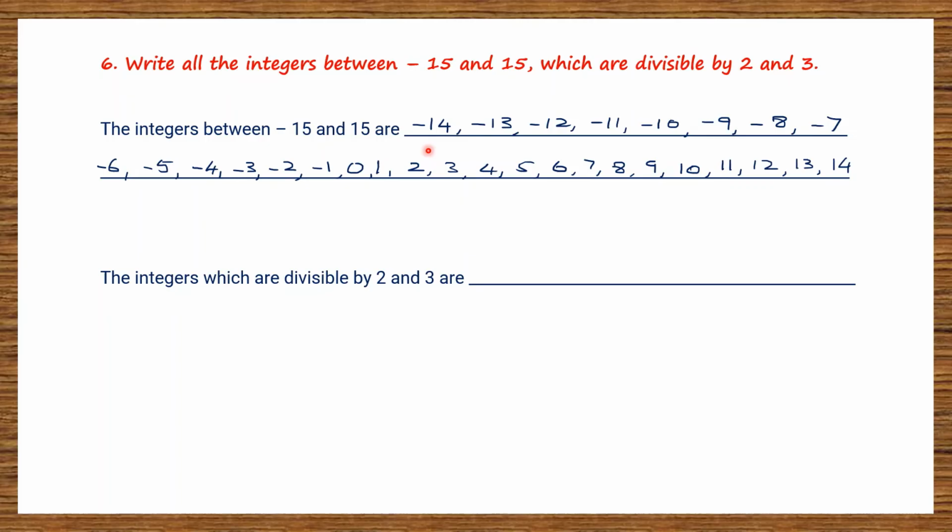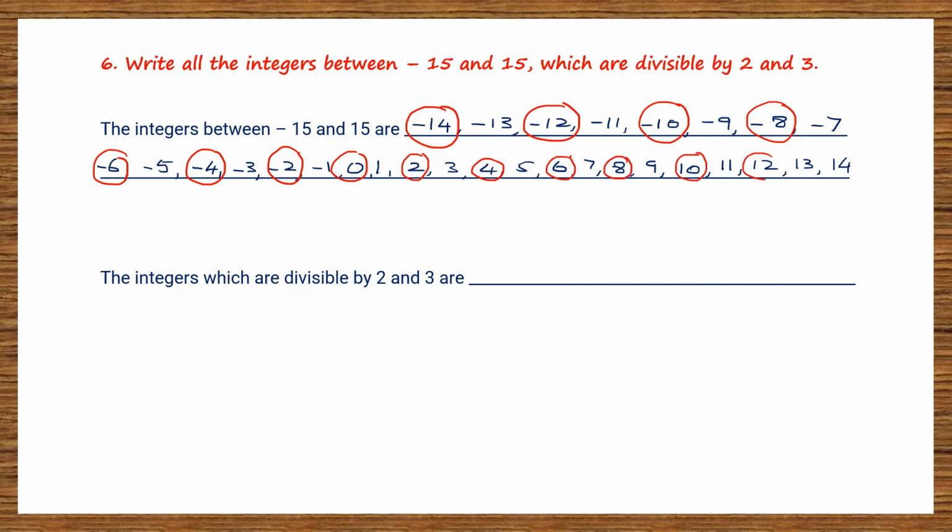Remember, all even numbers are divisible by 2. So first what we'll do is we'll circle all the even numbers. So we have minus 14, minus 12, minus 10. These are all divisible by 2. But we need to see if they're divisible by 3 also. So let's circle all these first. All the even numbers or numbers ending in 0, 2, 4, 6 or 8. So we have circled all the numbers that are divisible by 2. Now we're going to see if they are divisible by 3 also.